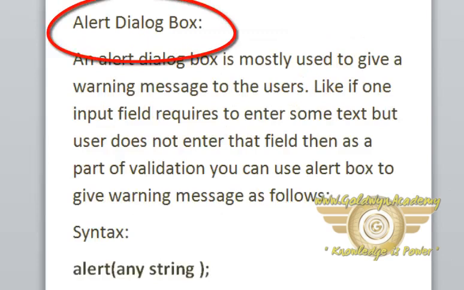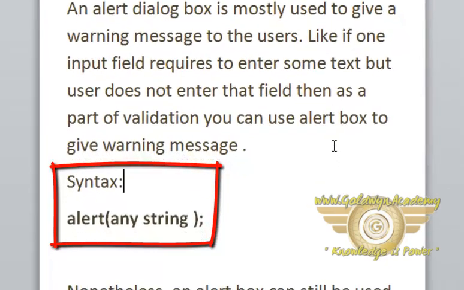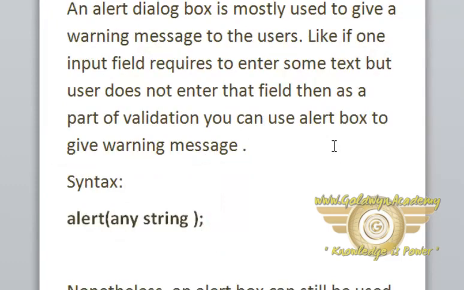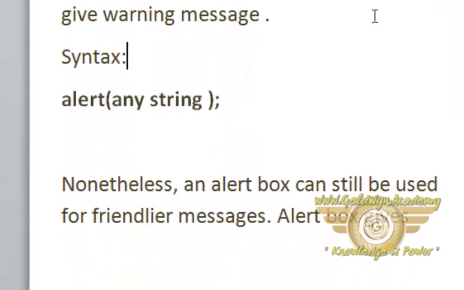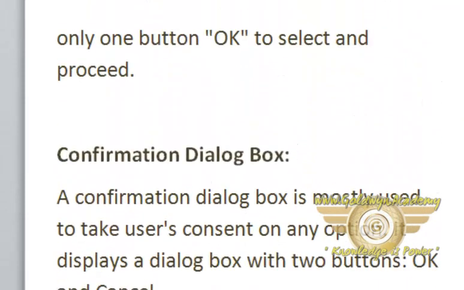First, alert dialog box. An alert dialog box is mostly used to give a warning message to the user. Like if one input field requires you to enter some text but the user does not enter that field, then as a part of validation you can use this alert box to give a warning message. Here this is the syntax of alert box. An alert box can still be used for friendly messages. Alert box gives only one button, OK, to select and proceed.